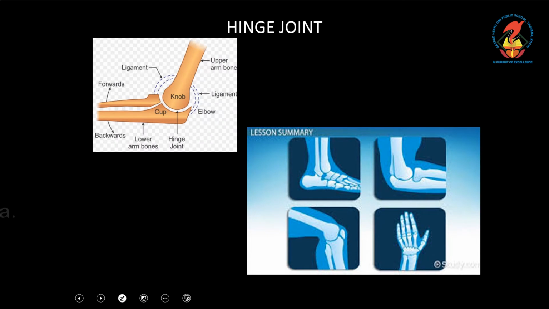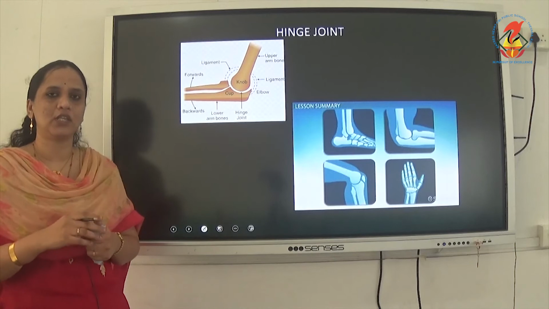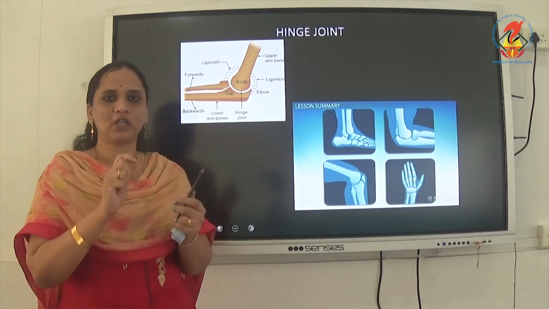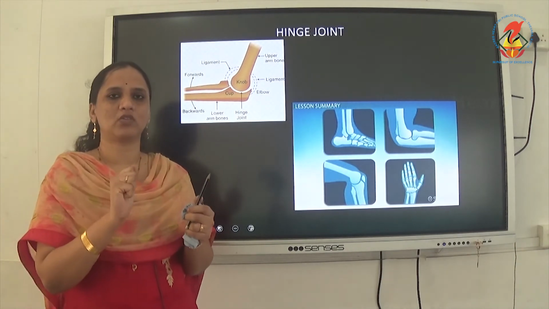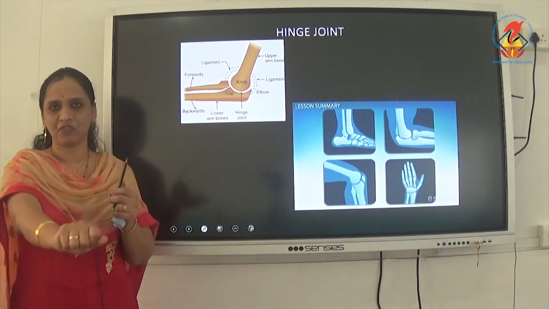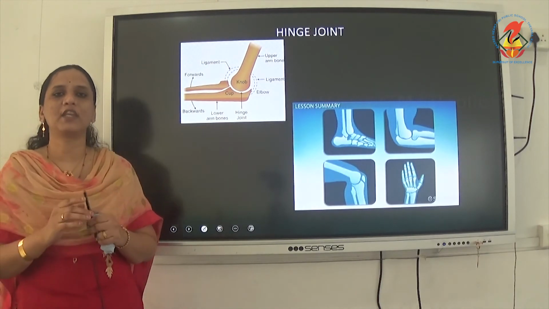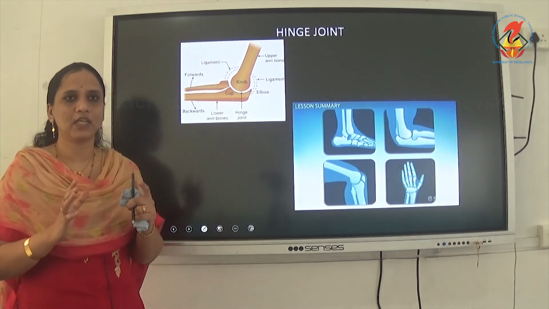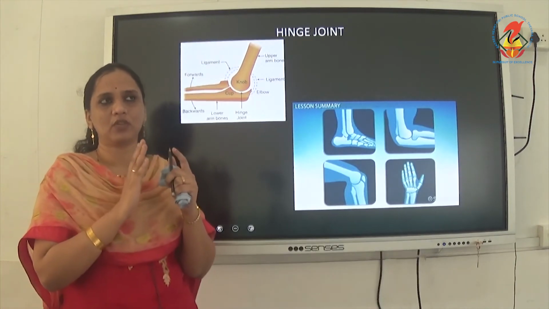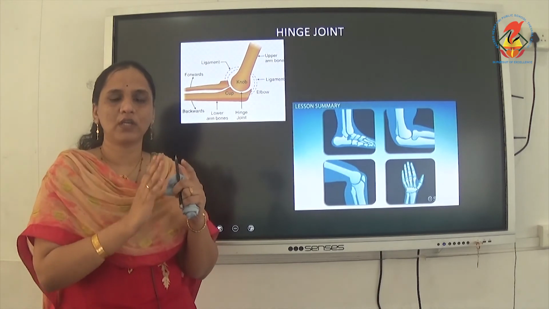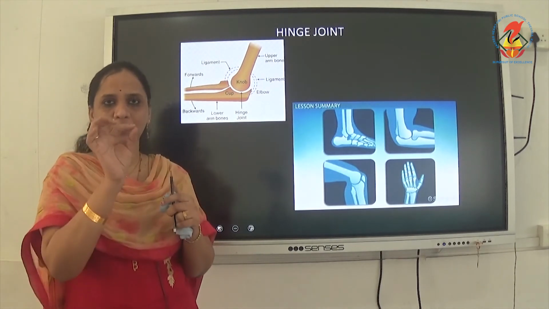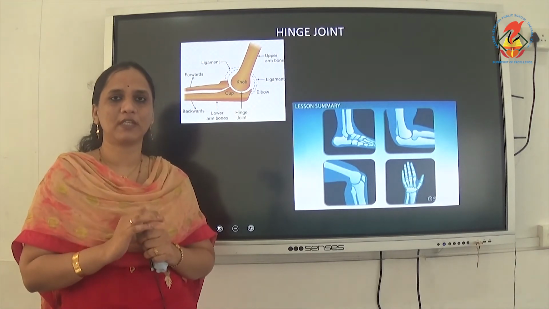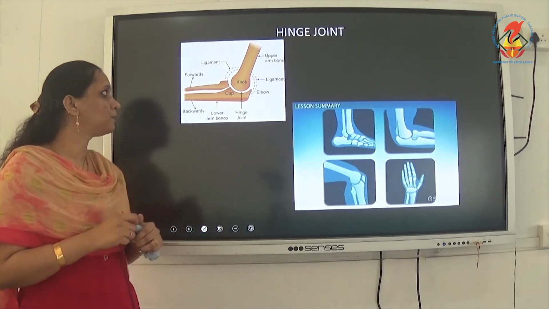The next joint is your hinge joint. Now what is this hinge? Hinges of a door. Now if you imagine a door and you open it and you close it, so you can take it back, you can take it forward. So this kind of movement is possible in hinge joint. Now what is this hinge? The place where the door is meeting the wall, that point is the hinge, and such movement is possible in hinge joint.